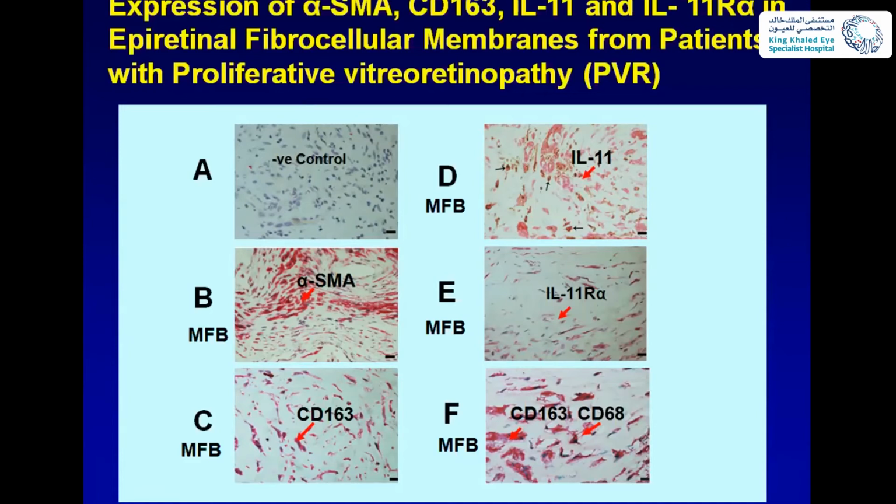In this PVR sample, a patient with an epiretinal fibrocellular membrane, which is likely to be more fibrotic, you can see alpha smooth muscle actin and the expression of CD163 also there. Even this ligand is also there in PVR. CD163 with the macrophage marker CD68 is also present in myofibroblasts. The expression in the epiretinal membrane is increased in myofibroblasts.